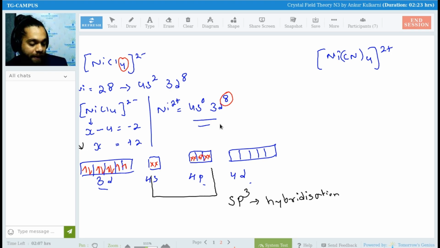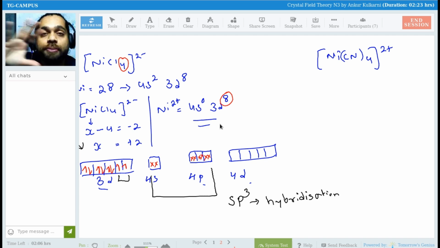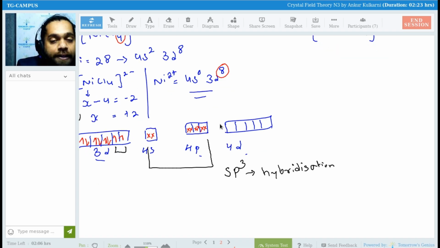Okay, this is diamagnetic, this is paramagnetic. How do we know? Yes, correct, Kevin. Over here, these are your unpaired electrons. Diamagnetic means all electrons have to be paired. But we have unpaired electrons. That means it is sp3 hybridized and it is paramagnetic. Is it clear, Kevin? It is paramagnetic.